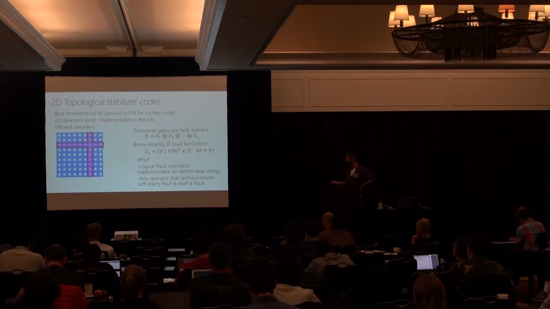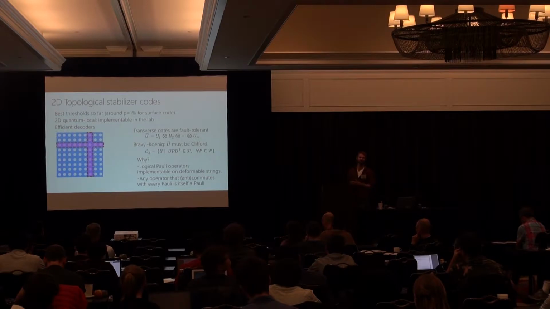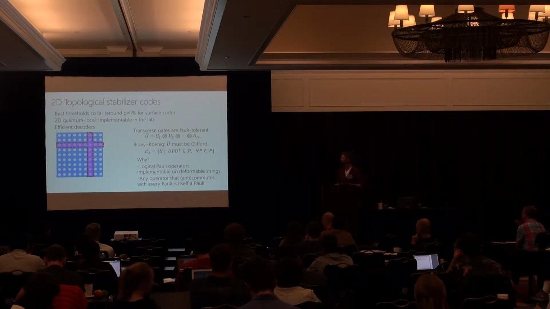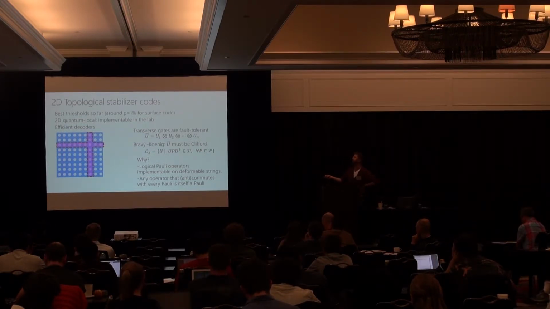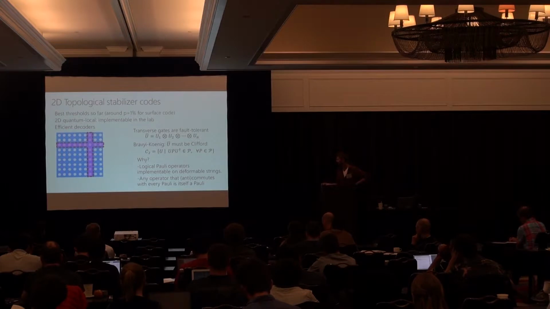Why can you think about this coming about? One way to think about it is that in these kinds of codes you have string operators, on which all of your logical Pauli operators can have support, and you can also deform those string operators. For example, here I've drawn a cross. Maybe this is the surface code. Any logical Pauli operator could have its support entirely on this cross. I could also move the cross around.